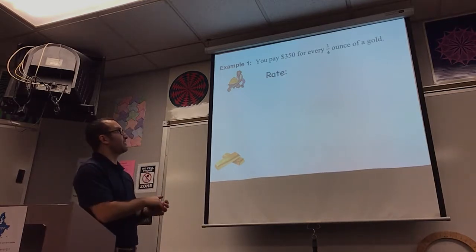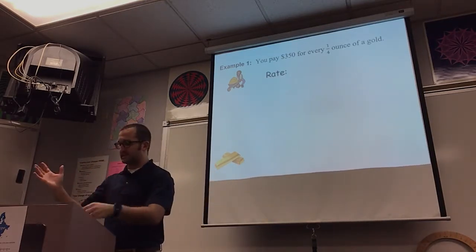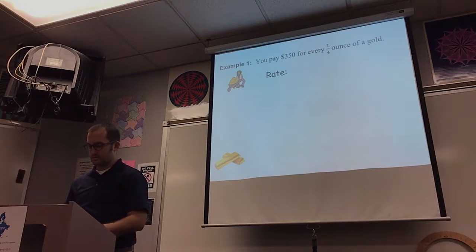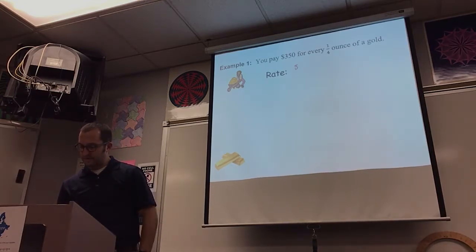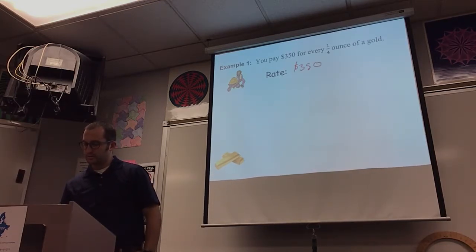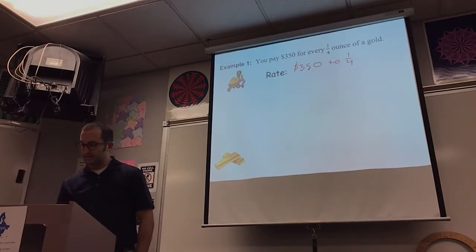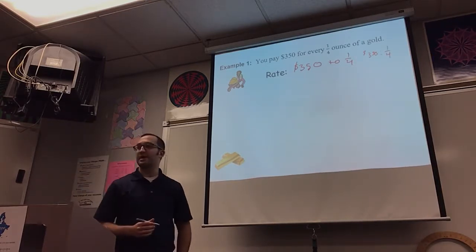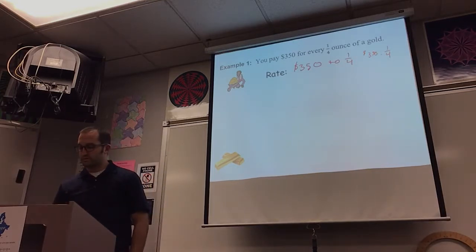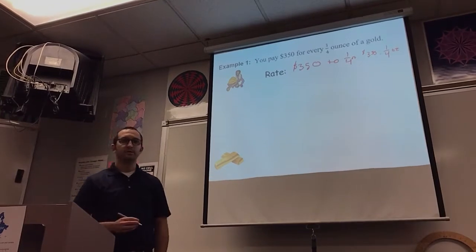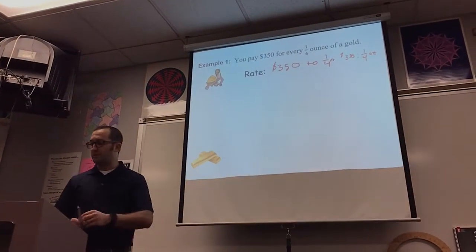What is the rate here? Just unsimplified. Just what is the rate? $350 to 1/4. That can also be written as 0.25. 350 to 1/4, right? And typically we want to write that with units, so to 1/4 ounce. Okay? So it's 350 to 1/4.